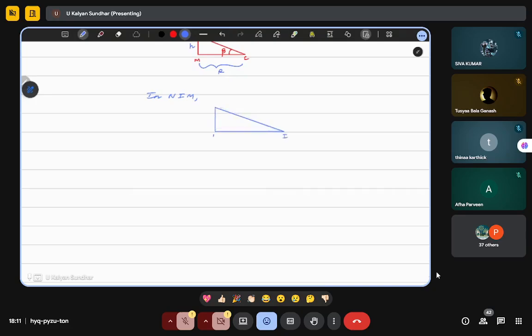This is I, this is M, this is N. And this is your gamma value. Tan gamma will be equal to M by V. And this is H. So H by V, minus V plus V, because it's in the opposite direction of your V.